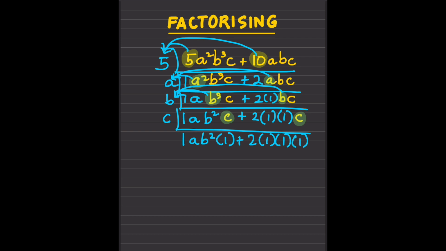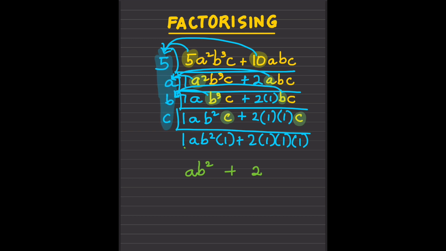Okay, so are there any other common factors? No, because when you multiply 1, everything is just itself. So let's simplify this. You have 1 times ab squared, which is just ab squared, plus 2 times 1 times 1, which is just 2. Okay, and let's put this together. What are the common factors? These are all the common factors.